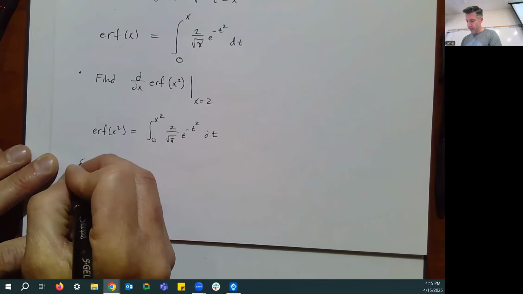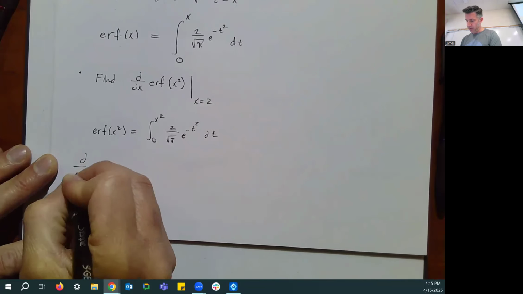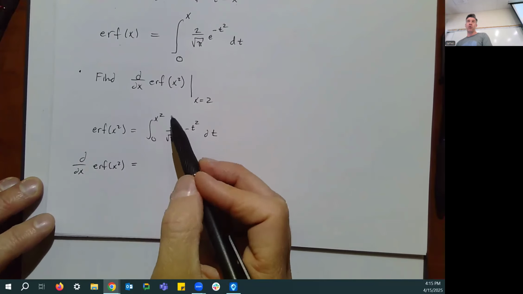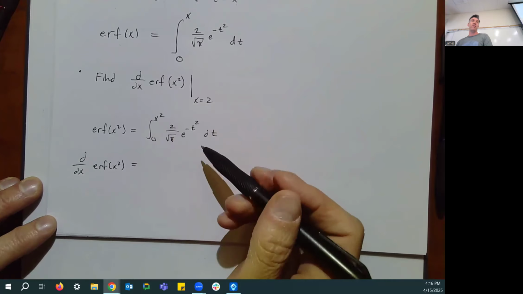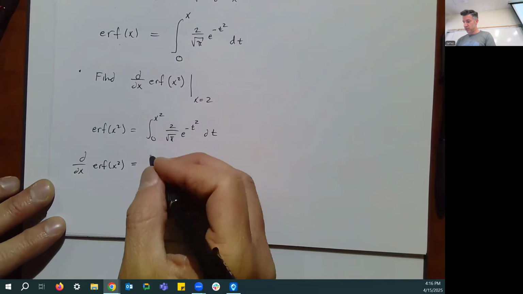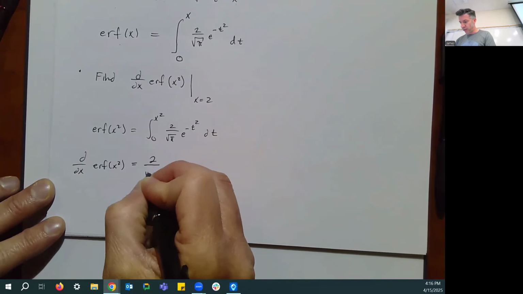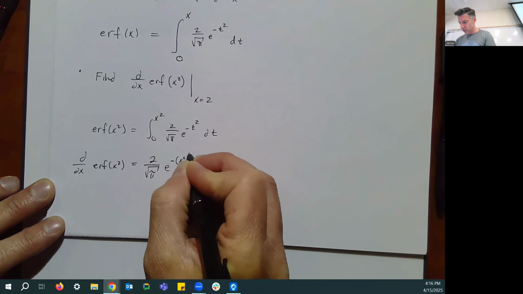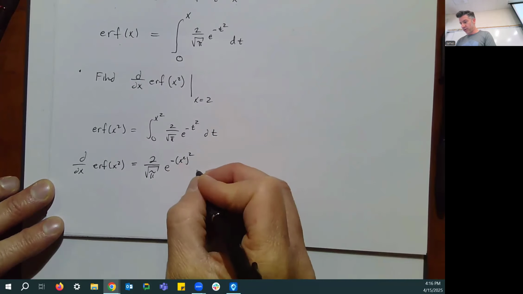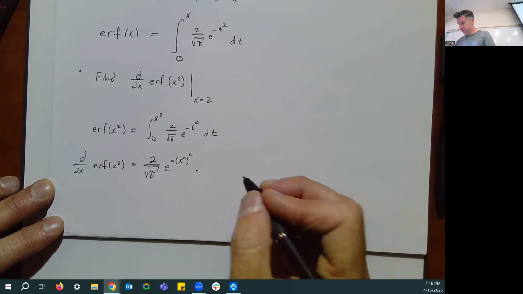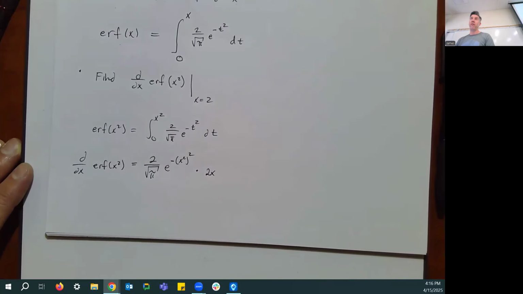So the derivative of ERF of x squared: whenever you're differentiating an integral and the upper limit of integration is more complicated than just x, we have to multiply by the derivative of that input. So we're going to input x squared for each t. You're going to get 2 over root pi times e to the negative x squared squared. And then we're going to multiply by what? 2x, the derivative of x squared.